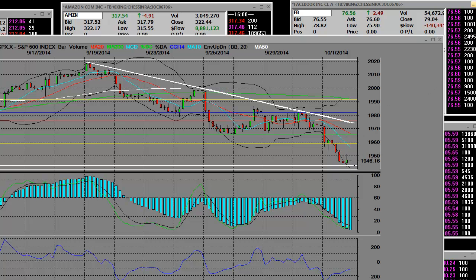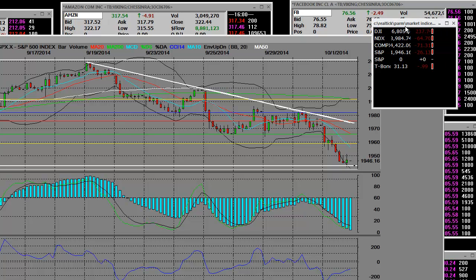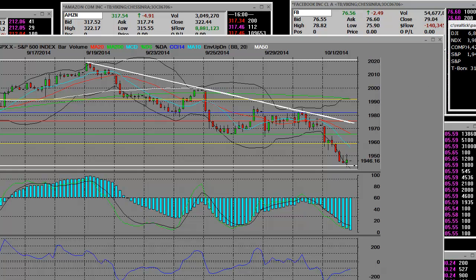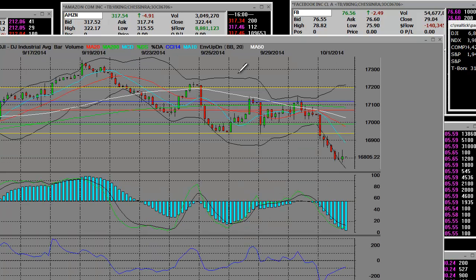So the S&P closed at 1946. That was down 26 handles. The Dow Jones is down 237 handles. And the NASDAQ composite ended down big. And so we'll go ahead and go over to the Dow.